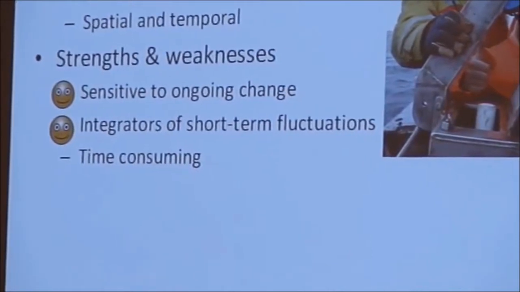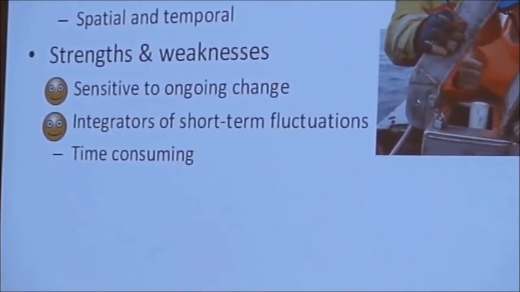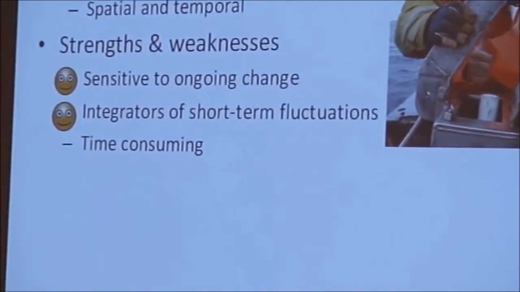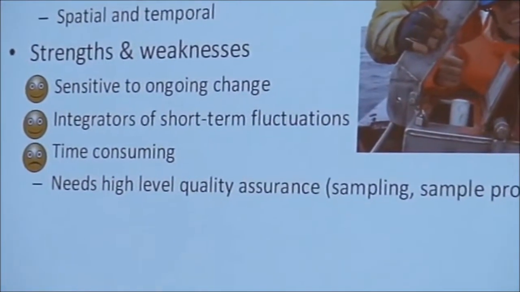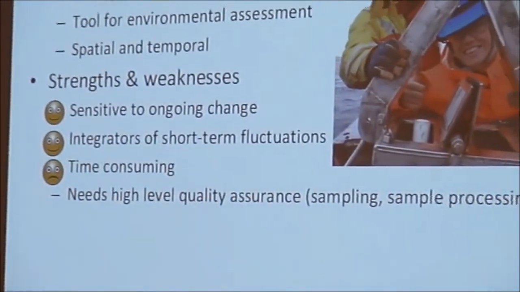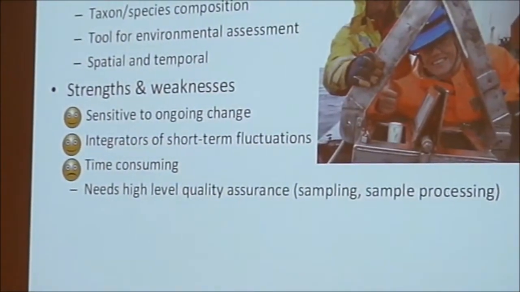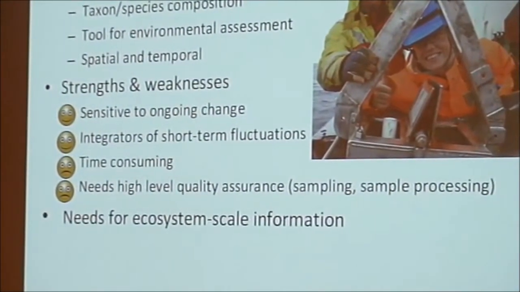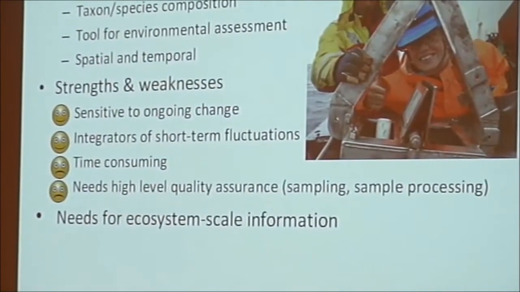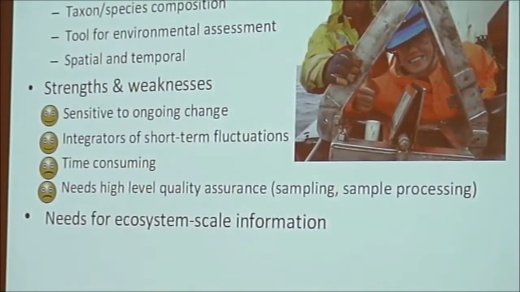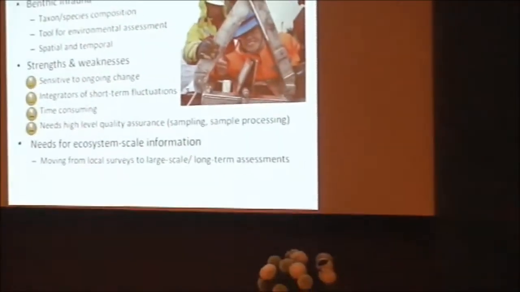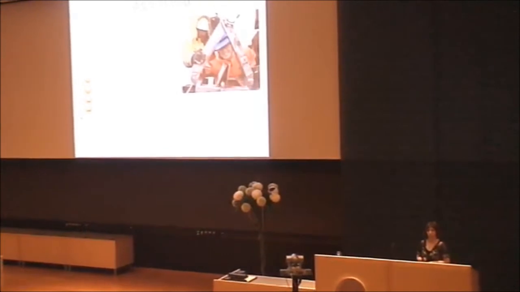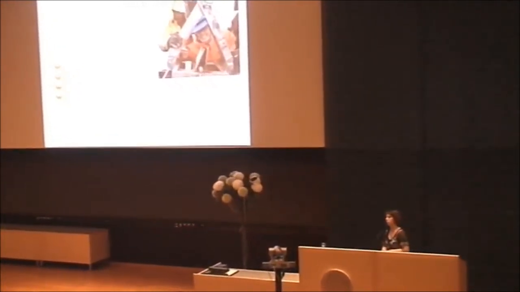The challenges are this is time-consuming. We need a lot of specific experts, and there aren't enough experts in the world to supply what we actually need. So this is a challenge. And we need a high level of quality assurance or standardization in sampling and sample processing for the data to be meaningful. And I'm going to talk a bit further about that in connection with the needs for ecosystem scale information, because we're moving now from local surveys to needs for large-scale and long-term assessments, and this has a particular set of challenges. We need to know not only the patterns, but what they mean.